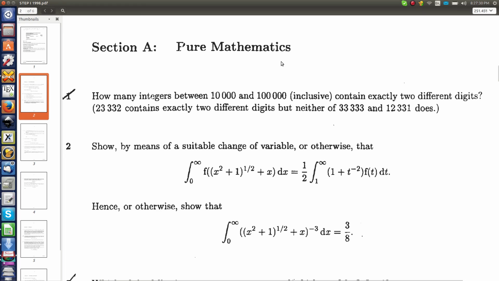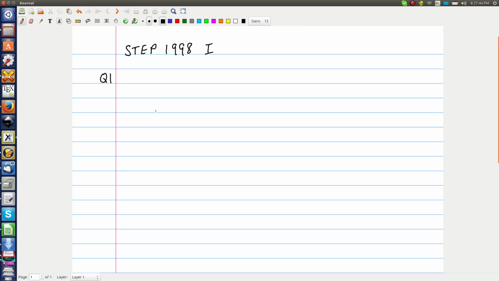Obviously, we note the word inclusive means that we have to consider the numbers 10,000 and 100,000 as well as all the integers in between those two. Right, so that's the question. It's a very simple one in terms of its wording, and it's of a type that you'll see quite frequently at the beginning of a step 1 paper. We could call it a counting problem.